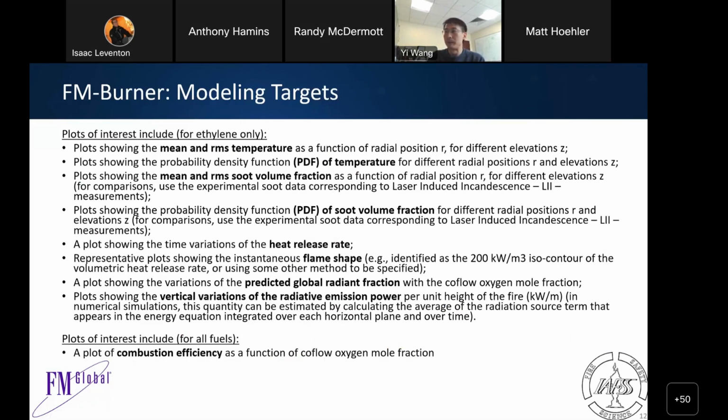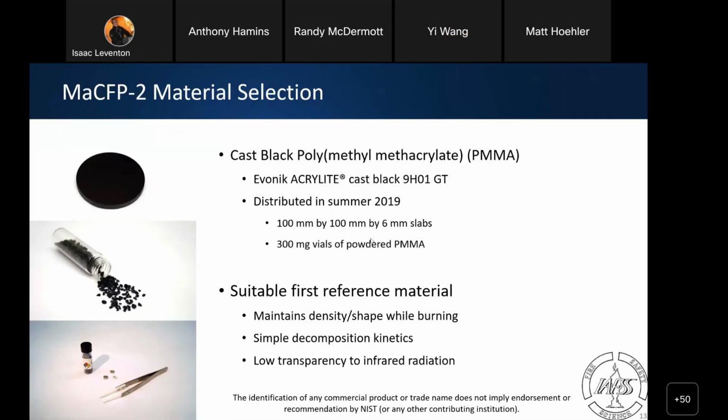And if I can pass this over to Morgan Bruns as we go from gas phase to solid phase, we will return back to the MaCFP PMMA that we first looked at in MaCFP2. It was a nice, suitable first reference material. It didn't melt, it didn't drip, it had simple decomposition kinetics. And Morgan, I'll leave you this slide. I don't know if you want to hop onto the next one right away or say something else here.